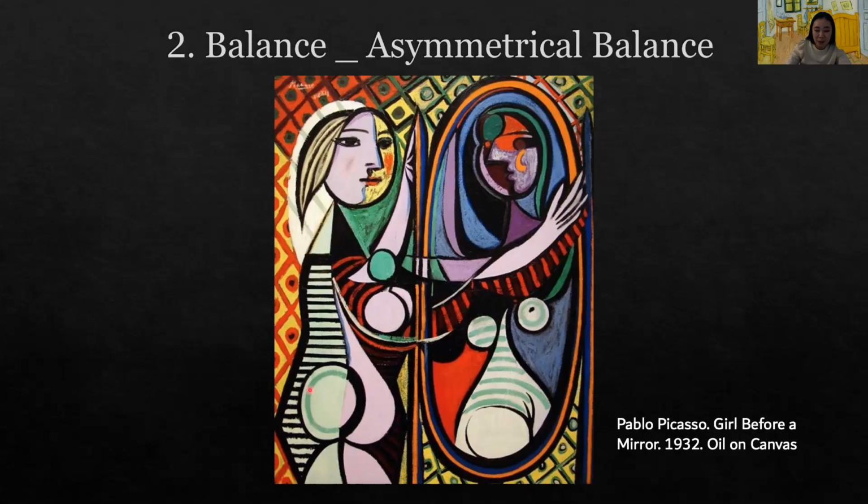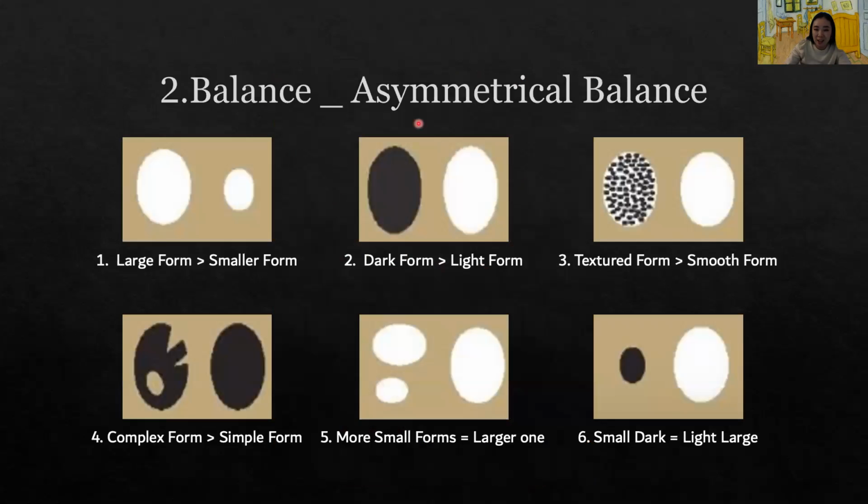So, the left one is bright and the right one is dark. So it can be the second type of asymmetrical balance. Very good.